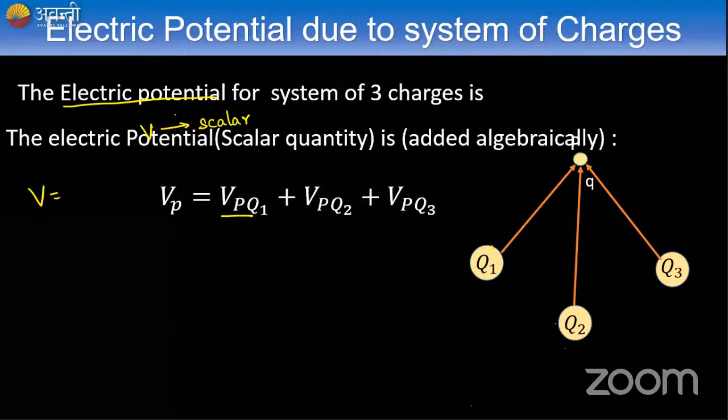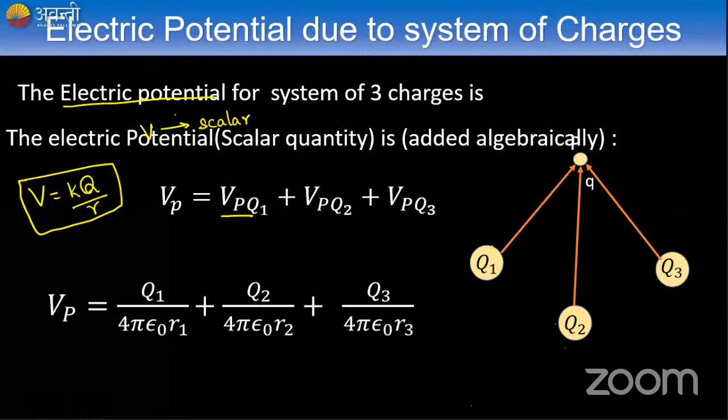What is the expression for it? Yes, correct, Rajul. One more in terms of K, Q, R. Right, in terms of K, Q, R. Yes, correct, Shashwita. It is K times capital Q by R, not small q by R. It's always K times capital Q by R. Then we can write the potential Vp is equal to, for Vpq1, Q1 by 4 pi epsilon naught R1. For Vpq2, Q2 by 4 pi epsilon naught R2, plus Q3 by 4 pi epsilon naught R3. This is the expression for Vp, electric potential for a system of charges.